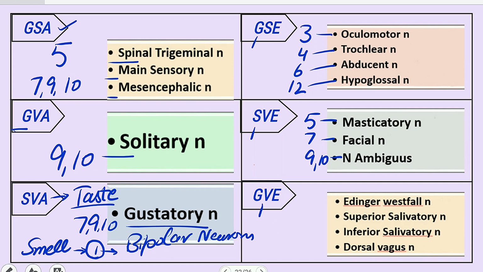Next is the general visceral efferent component, and the cranial nerves dealing with this function are 3, 7, 9 and 10. Edinger-Westphal nucleus belongs to the 3rd cranial nerve, superior salivatory nucleus belongs to the 7th cranial nerve, inferior salivatory nucleus belongs to the 9th cranial nerve, and dorsal vagus nucleus belongs to the 10th cranial nerve.